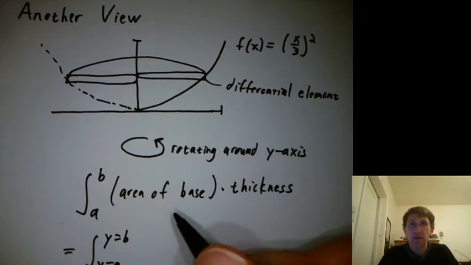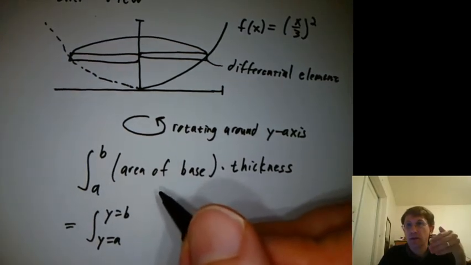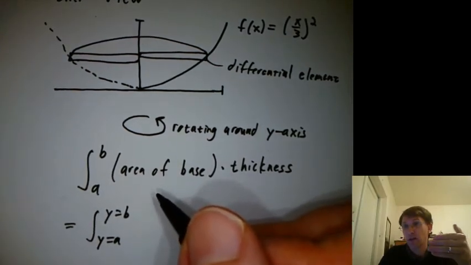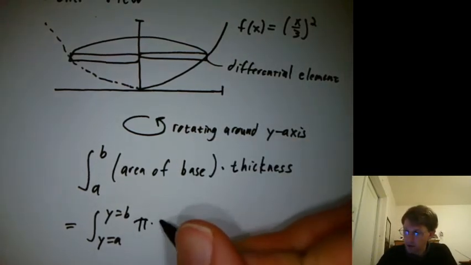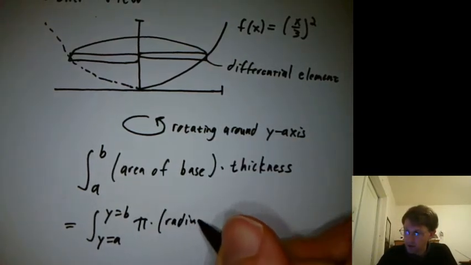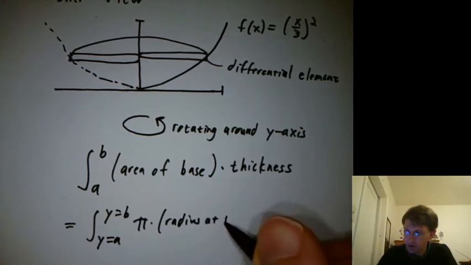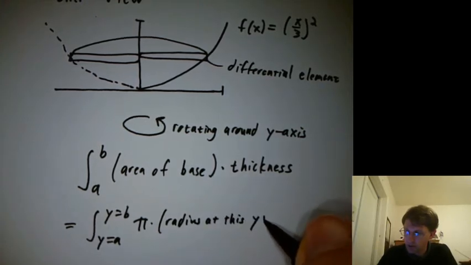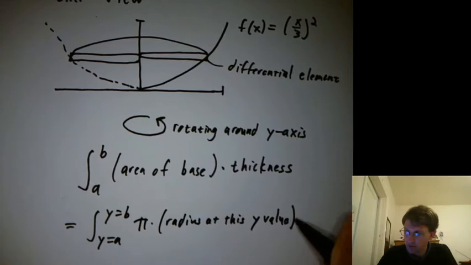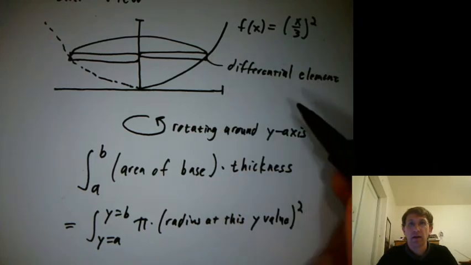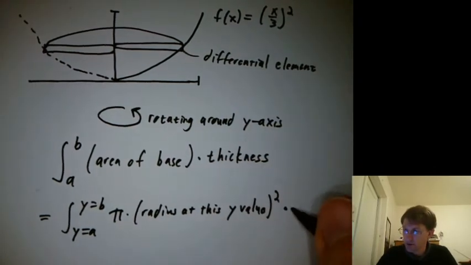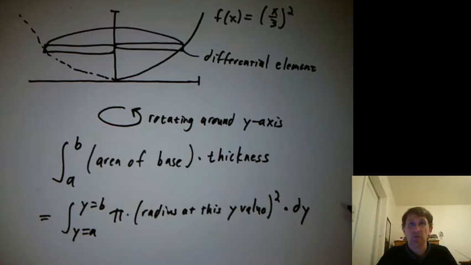Area of the base would be pi times the radius at a particular y value rather than the radius at a particular x value. So pi times radius at this y value, squared, so pi times radius squared is the area of the base. And then what should we call the thickness of that disk? Well, we used to call it dx. How about we call it dy?